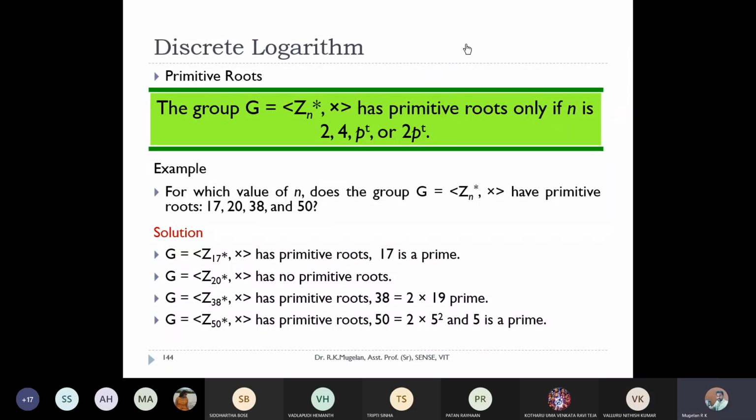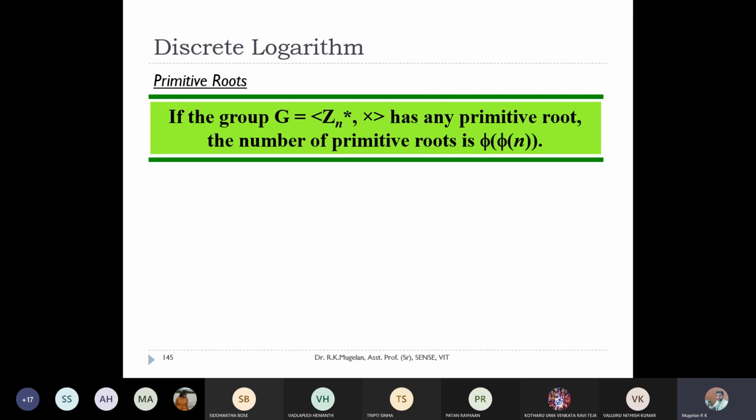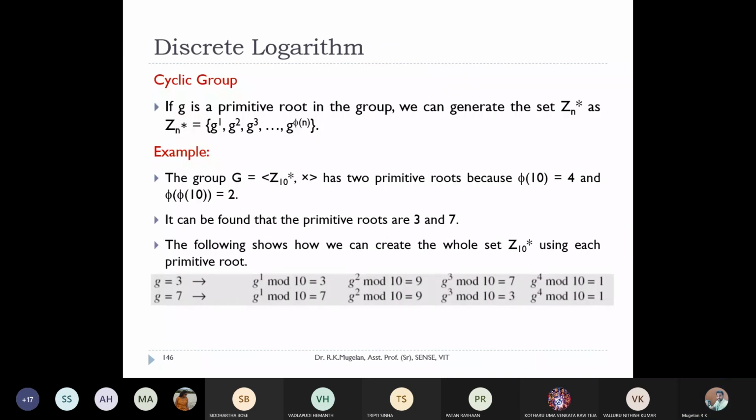Okay, we'll start our today's session. Very good evening to one and all. Last class you have been discussing primitive roots, right? How to find primitive roots in a given group. And I can also call the particular group a cyclic group, if it is having a primitive root in the group.